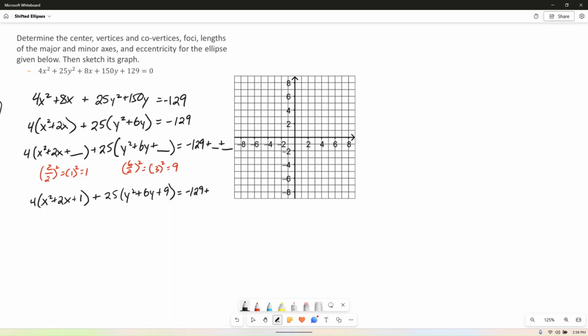So for the x's, I added a 1 inside the parentheses, but that parentheses is multiplied by 4. So I technically added in a 4. For the y's, I added in a 9, but what is 9 times 25? That's going to be 225. So I'm going to have on the right side a negative 129 plus 4 plus 225.